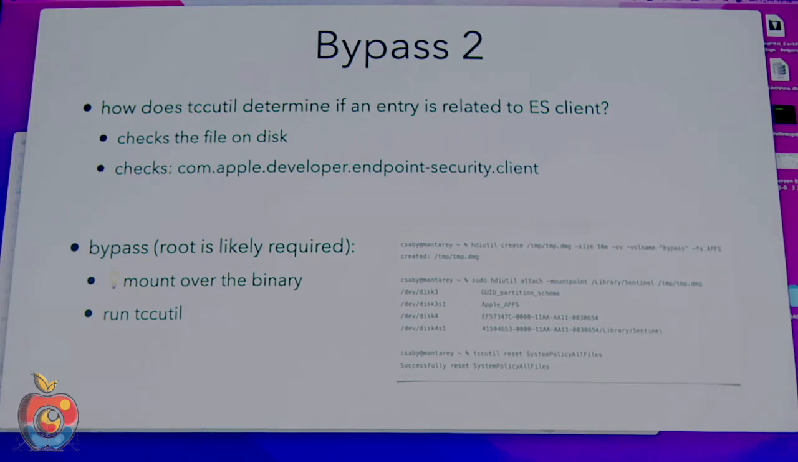So what we can do is mount over the endpoint security client directory, which we can typically do unless it has some self-protection. We mount over, we mask out the endpoint security client, and then we run tccutil reset. And because it will not find the file, it will think that it's not an endpoint security client, and it will basically clear the database.